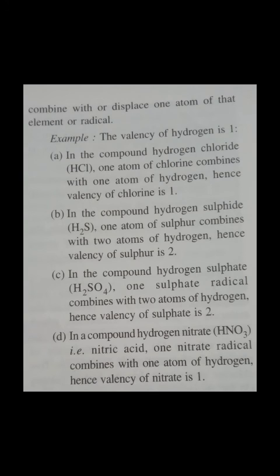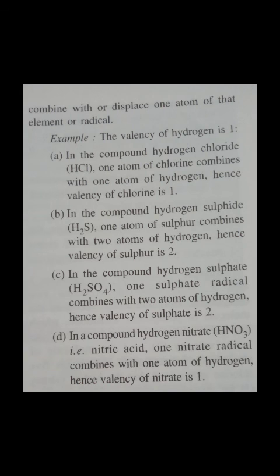In H2S, how many hydrogen atoms are attached to sulfur? 2. So the valency of sulfur is 2 here. Now SO4 is called sulfate. SO4 combined is called a radical. A group of atoms is called a radical, right? How many hydrogen atoms are attached to SO4? 2. So the valency of SO4 is 2.